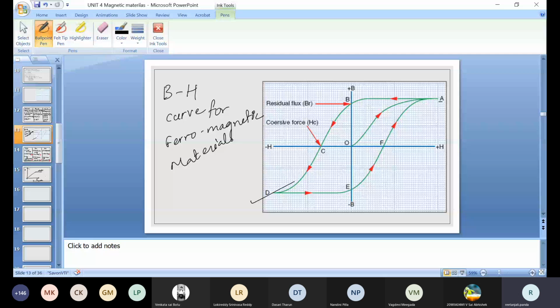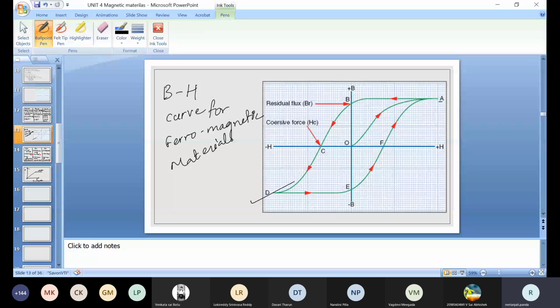After learning again about this hysteresis loop, we are going to learn about soft and hard magnetic materials and their applications, and we will wind up the fourth unit. So probably tomorrow will be the last class for this unit 4. After that unit 5 will start. Still, if you have any doubt related to unit 1 to 4, you can ask me.